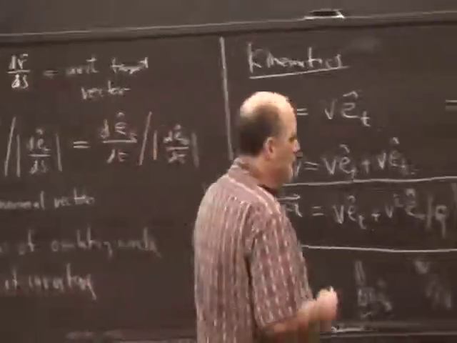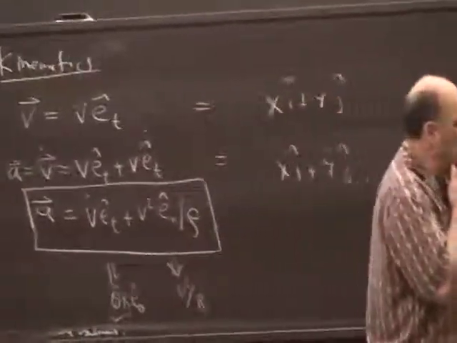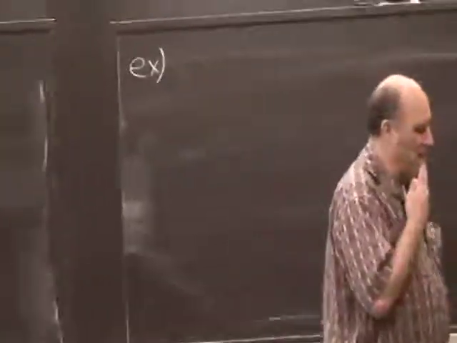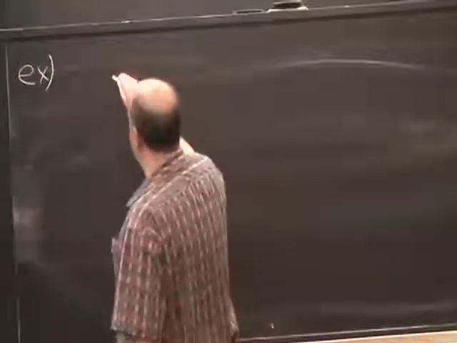Or there might be a problem where we don't know the position of the particle as a function of time, but we know the path of the particle. And then we can use this to help us figure out the acceleration. So that's the example I wanted to do here.